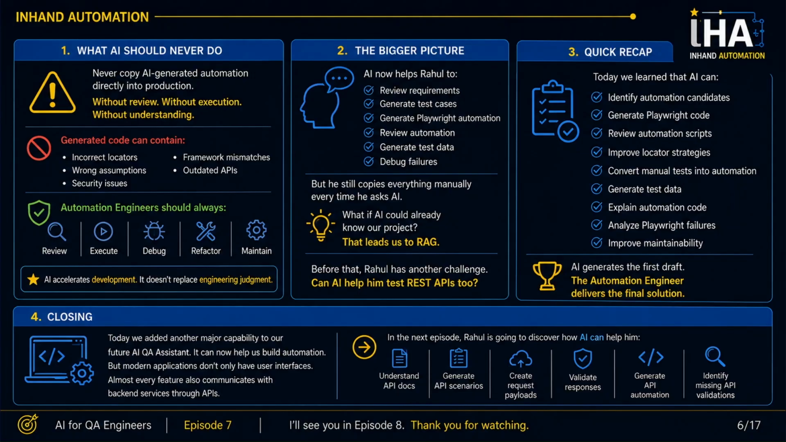But modern applications don't only have the user interface. Almost every feature also communicates with the backend services through APIs. So in the next episode, Rahul is going to discover how AI can help him to understand the API document, generate API test scenarios, create requests, validate response, generate API automation, and even identify the missing API validation. So I will see you in episode 8.